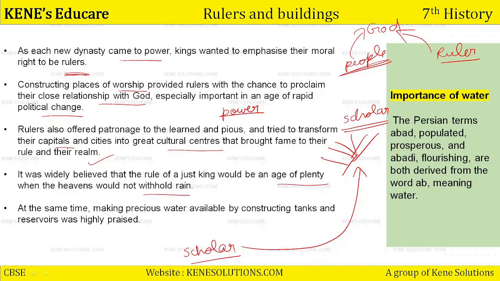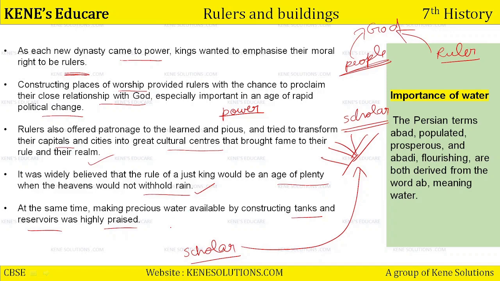Now, at the same time, making precious water available by constructing tanks and reservoirs was highly praised, because if the king is having a lot of rain, then it is his responsibility to provide the same water to his subjects as well. And this effort of the king constructing tanks and reservoirs was highly praised by the people.